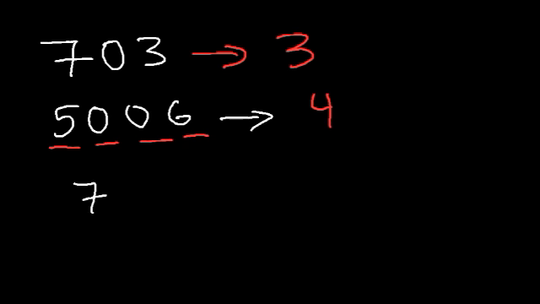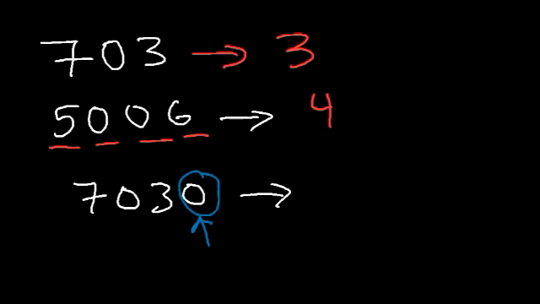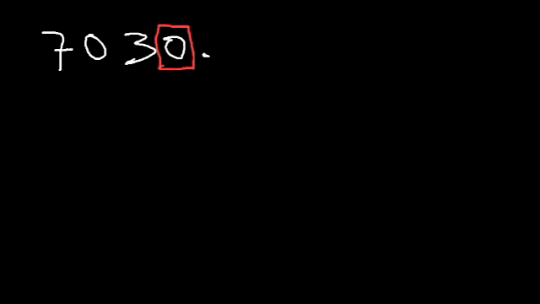Now what about 7,030? How many sig figs do we have? Trailing zeros, that's a 0 to the right of a non-zero number. Trailing zeros are non-significant if there's no decimal point. So this 0 is not significant. Therefore, we only have 3 significant figures. Now, what if we have 7,030 with a decimal point? So now this trailing 0 is significant. So we have a total of 4 significant figures. 1, 2, 3, 4.